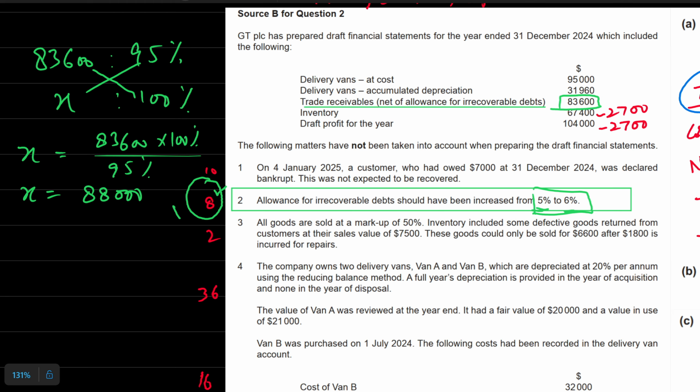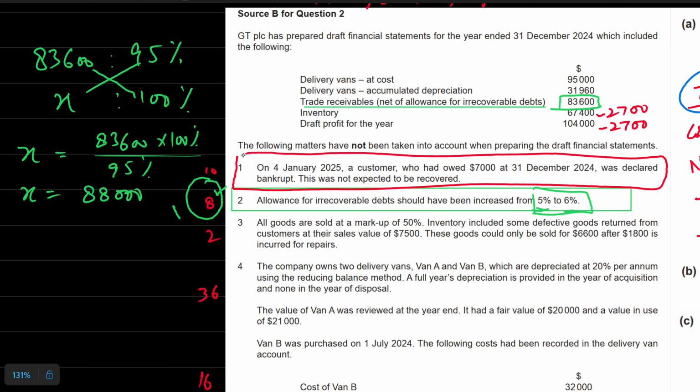Now there is one other problem. The problem is that the business has come to know that there was a bad debt of 7,000. So first of all, 88,000 minus 7,000, remaining trade receivables are 81,000, and we are supposed to provide provision for doubtful debts at the rate of 6%. Now we will calculate 6% of this value. This is 4,860.